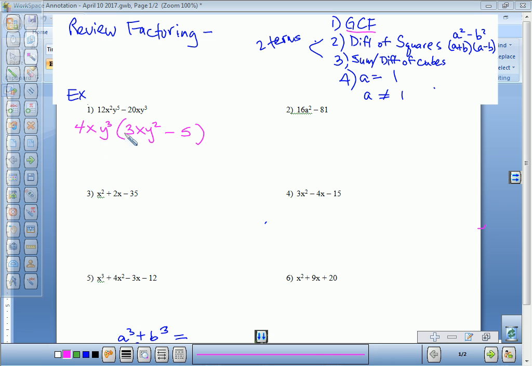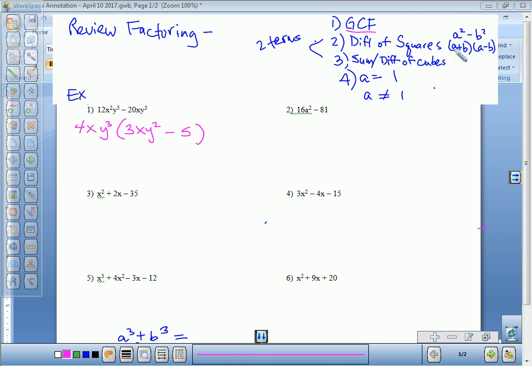The first example we did was a GCF, so you pull out the common factor. The second example we're going to do, this one right here, 16a squared minus 81. That is a difference of squares. 16a squared is a perfect square. 81 is a perfect square.